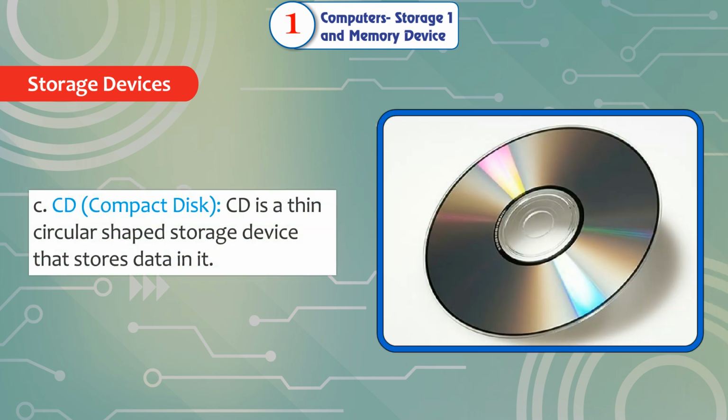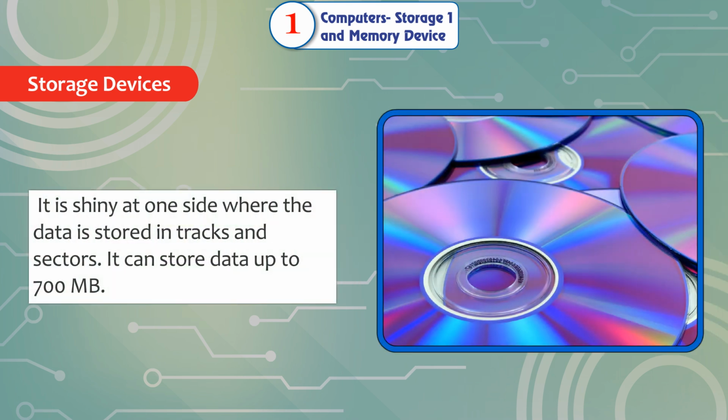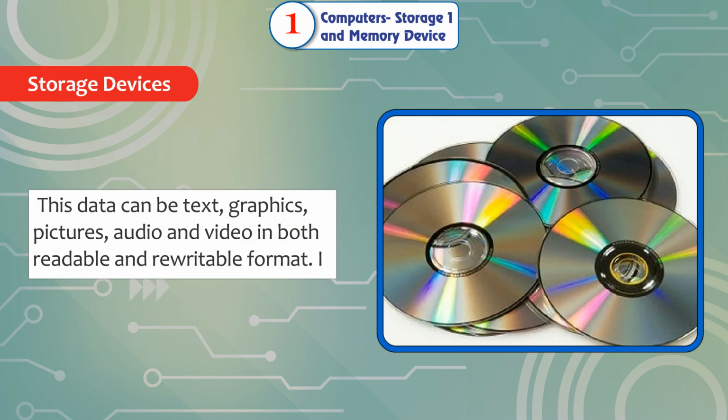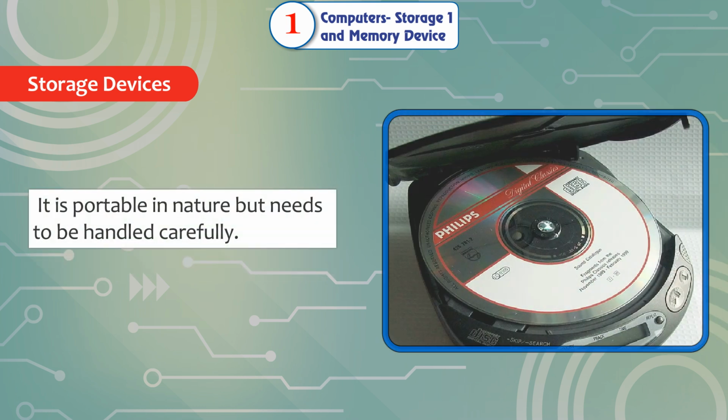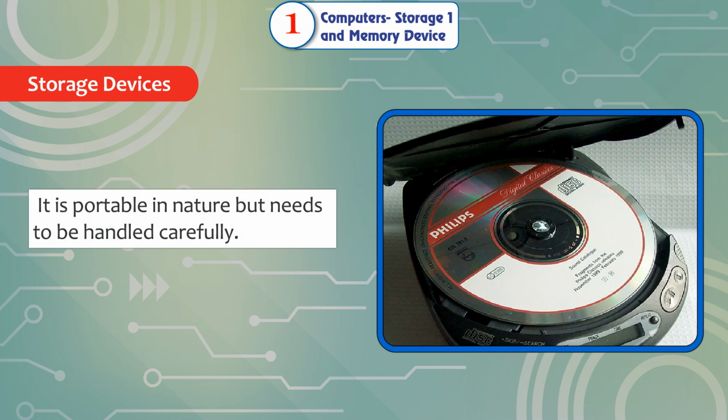C. CD, compact disc. CD is a thin circular-shaped storage device that stores data in it. It is shiny at one side where the data is stored in tracks and sectors. It can store data up to 700 MB. This data can be text, graphics, pictures, audio and video in both readable and re-readable format. It is portable in nature, but needs to be handled carefully.